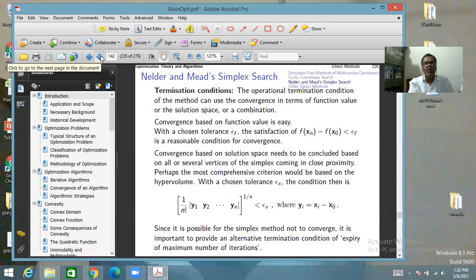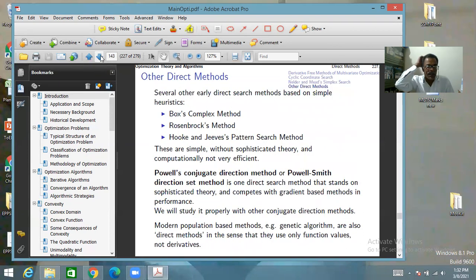Now, other direct methods. There are many other methods based on all kinds of considerations. Some of them are very simple, and some of them are not very efficient, not very effective. And these are the earliest methods, apart from cyclic coordinate search. Simple, without sophisticated theory, and computationally manageable, but not very efficient.